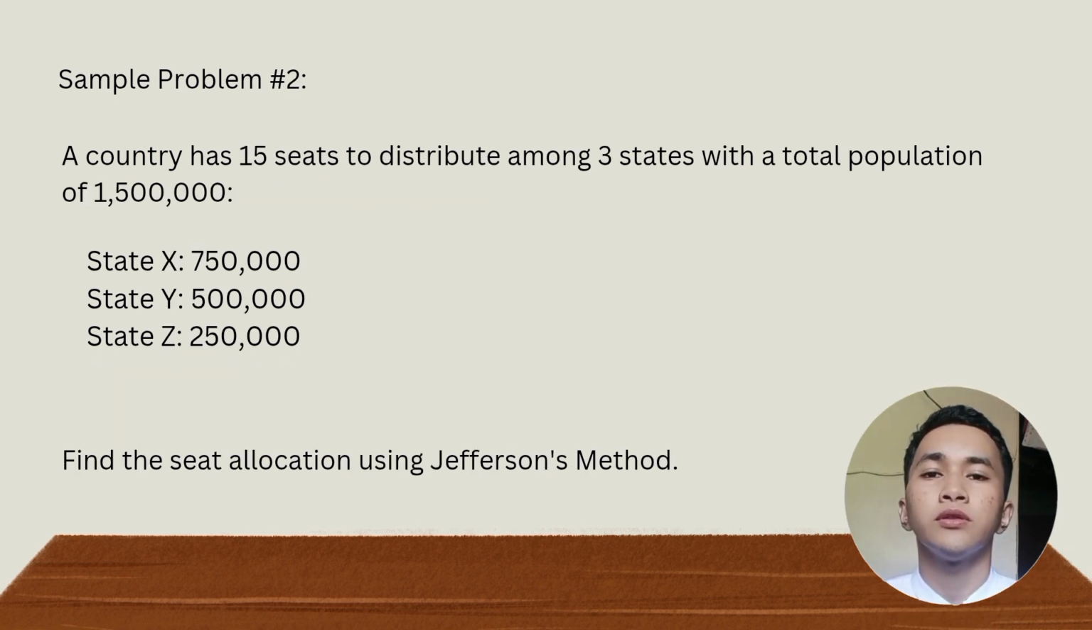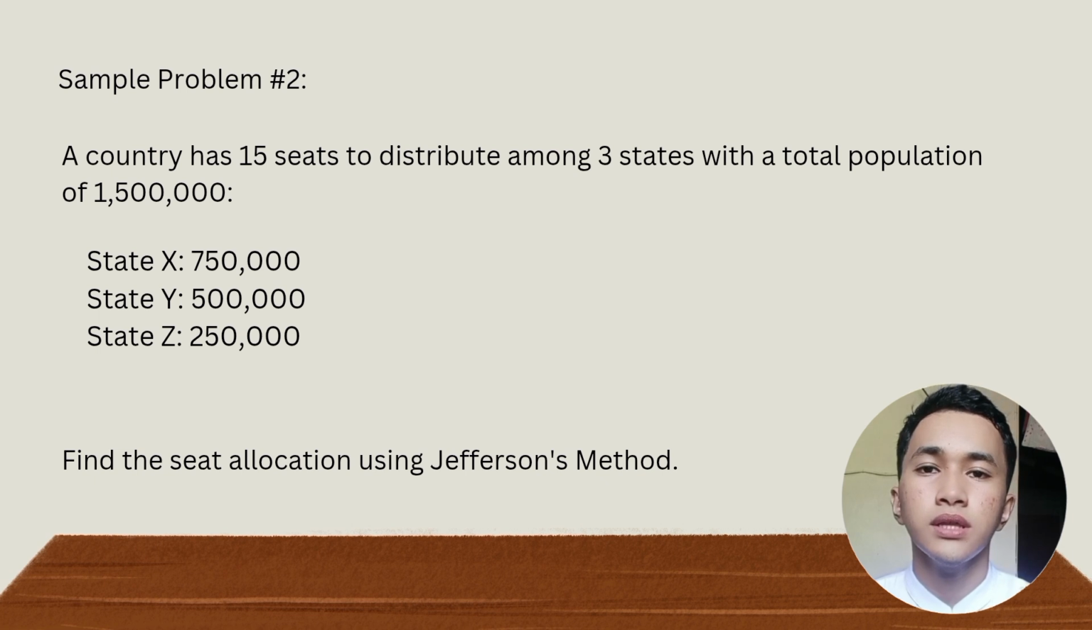Sample problem number 2. A country has 15 seats to distribute among 3 states, with a total population of 1,500,000. State X, 750,000. State Y, 500,000. And State Z, 250,000. Find the seat allocation using Jefferson method.